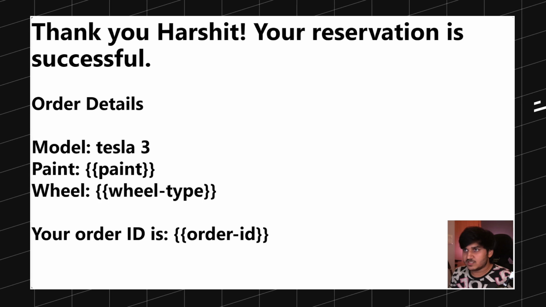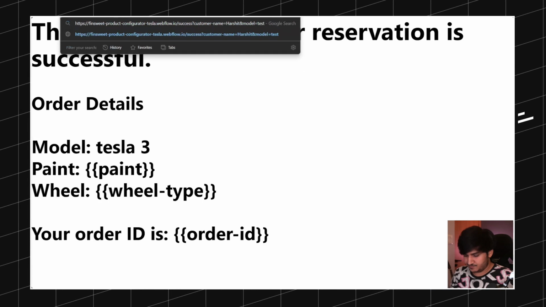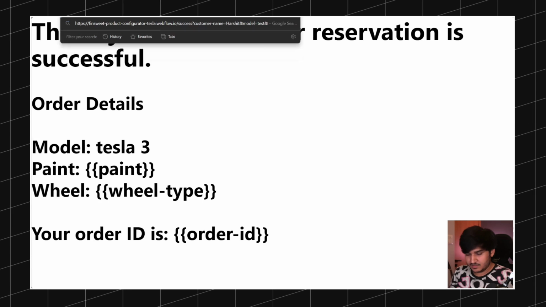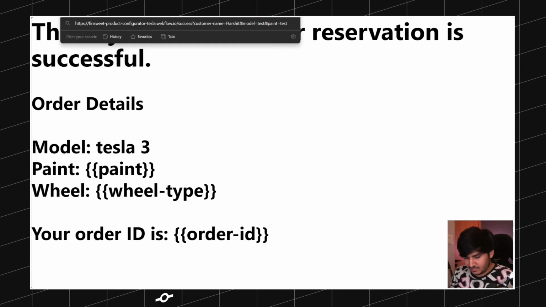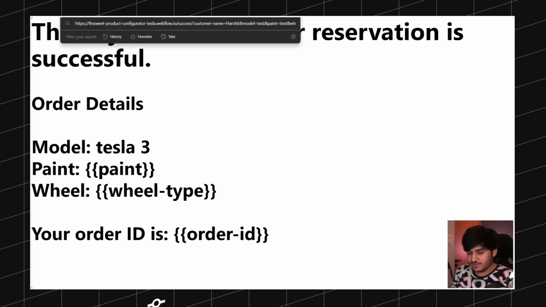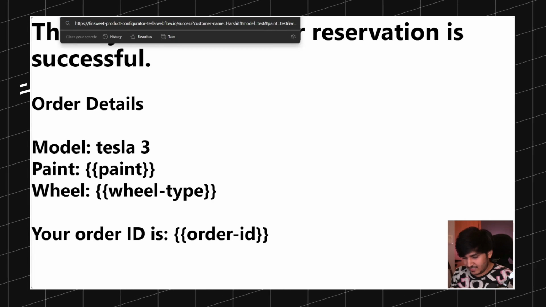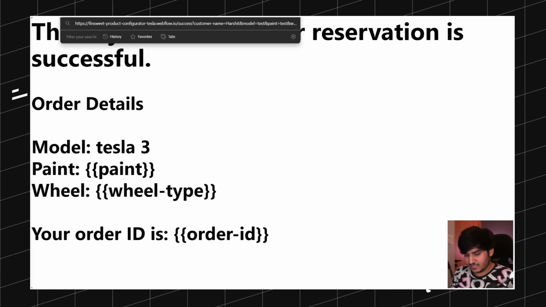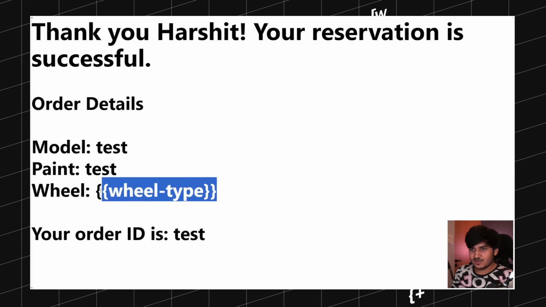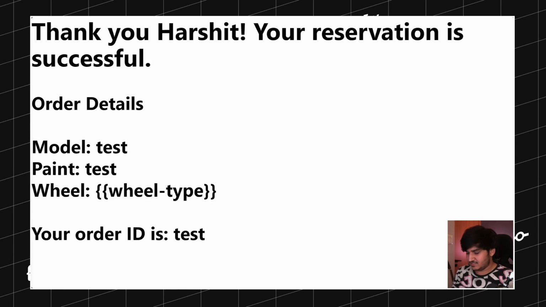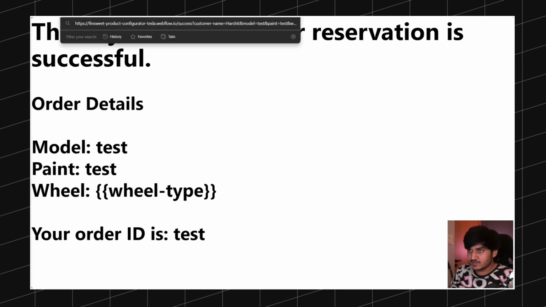So let's now construct this like this. So model is equal to test, and paint is equal to test, and wheel is equal to test. The reason I will tell you why I'm adding test here, and then order ID is equal to test. So all the things should be now replaced by test. Okay, wheel is not replaced because I just have wheel here. It should be wheel type. There we go.